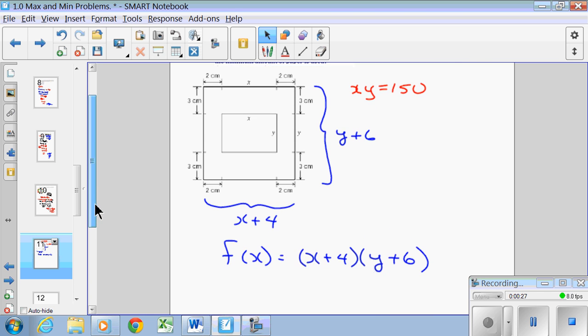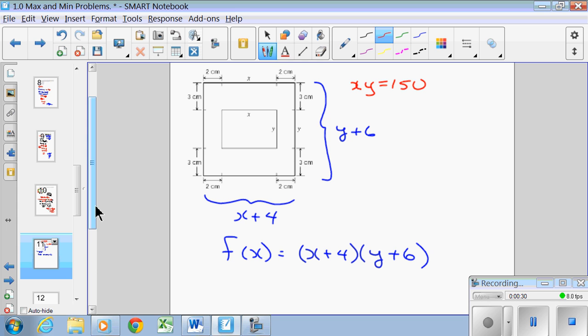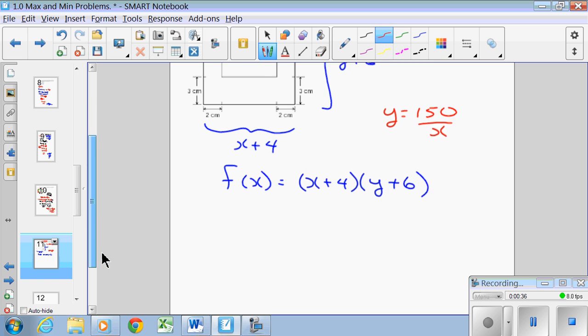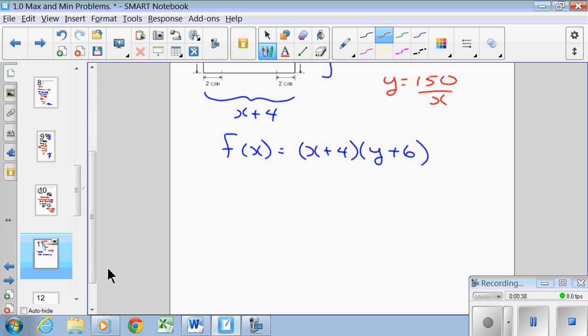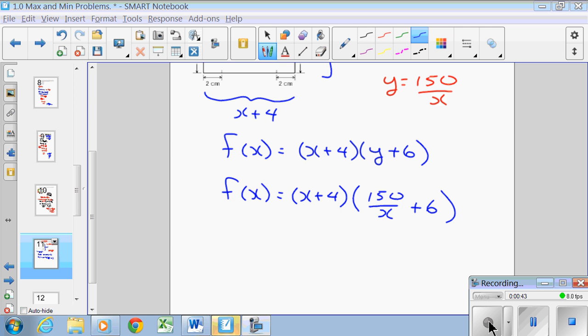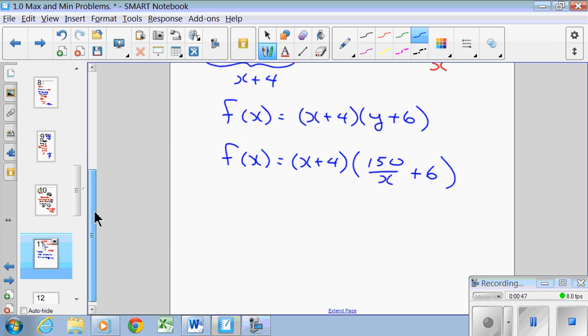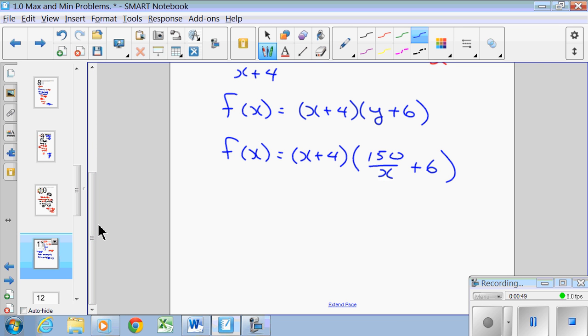And now I want to put my two thoughts together, where my y value is 150 over x. So let's substitute, simplify, and see what we get from this. So if we put the 150 over x in for the y value, now here we have to decide, do I want to use product rule? Do I want to multiply things out? We've done the product rule. Let's just show you how this looks as a function if we multiply it.